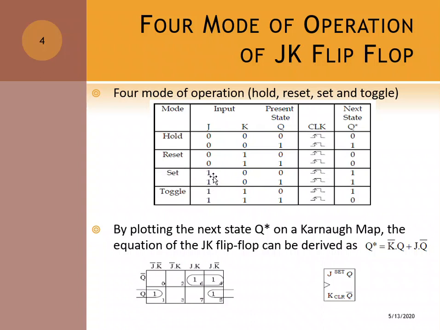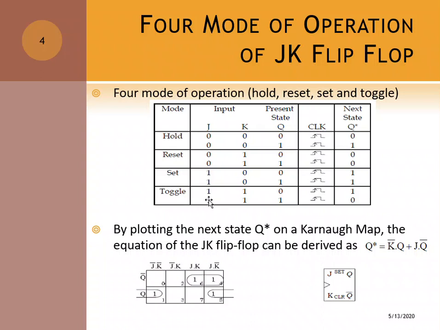Okay. Next mode is set. Set means J equal to 1, K equal to 0, present state 0. Clock is activated, next state will be 1. J equal to 1, K equal to 0, present state 1. Clock is activated, next state maintains 1. Maksudnya yang ni kalau present state dia 0, next state will be 1. Kalau dah memang 1, dia akan jadi 1 lah dengan syarat clock is activated. Okay, semua condition ni dengan syarat clock is activated.